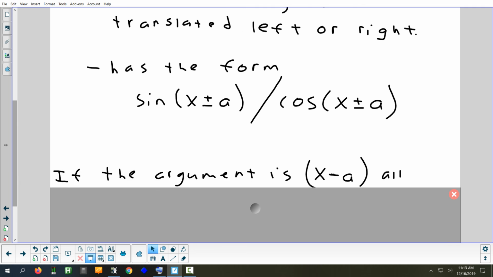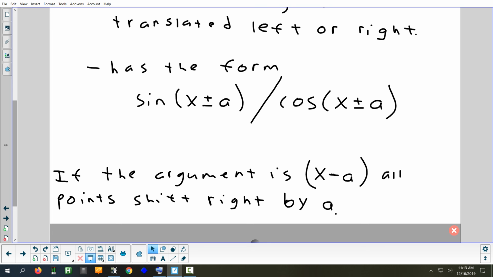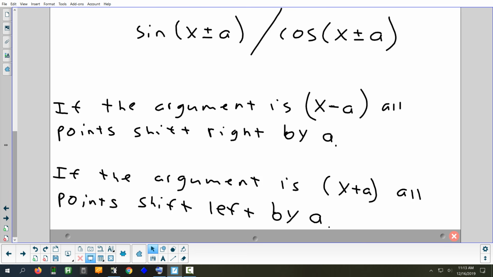Now, we should be able to figure this out because transformations work exactly the same way they've done all year. If you subtract inside, which way is it going to move? Left or right? Right. It's going to move right, correct. Minus is going to shift everything to the right. It's the opposite. It's always been the opposite. Minus shifts right, which means plus is going to shift left. How much? Depends what you add or subtract.